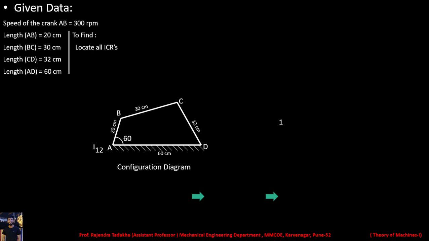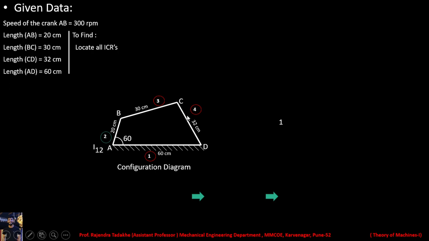Next, we have to find how many instantaneous centers this configuration is having. So for that we have to count how many links this mechanism is having. So let's count the number of links. AD is fixed link number 1, then AB link number 2, 3 and 4. Yes, we are having a total of 4 links in this mechanism.